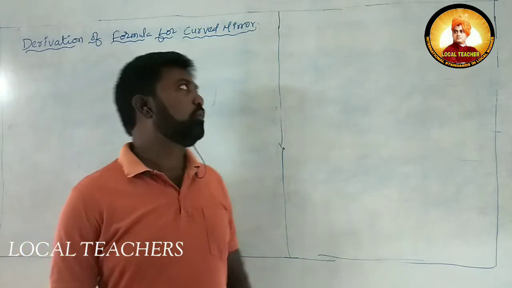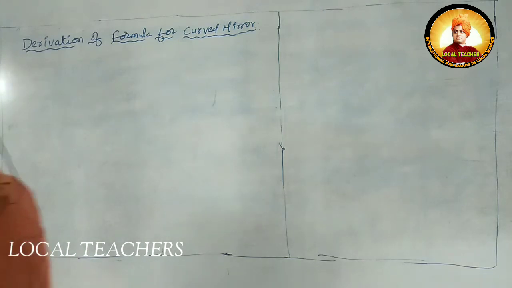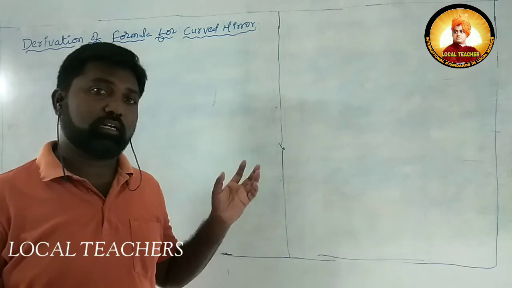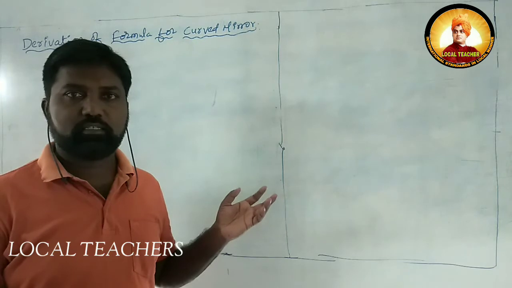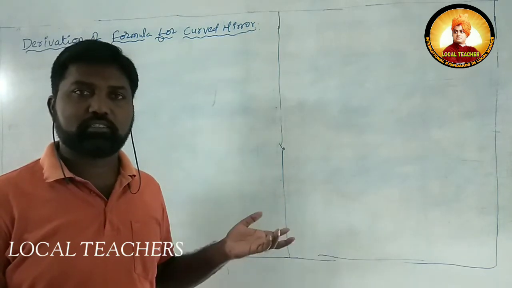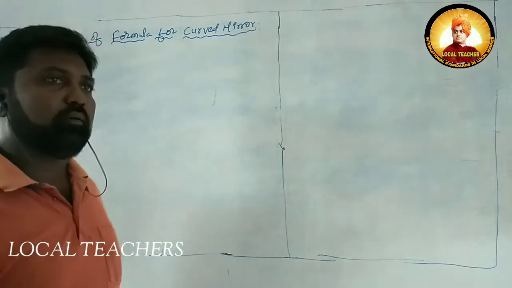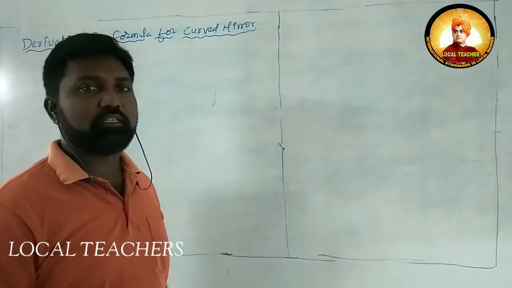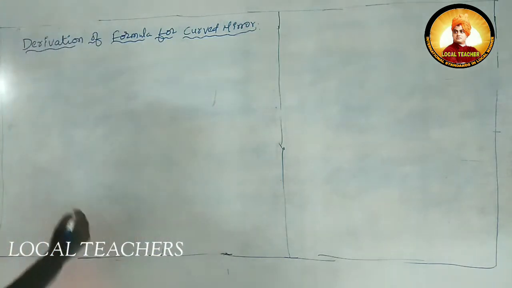Today we are going to discuss the derivation of the formula for a curved mirror. This formula gives the relation between focal length, object distance and image distance. In order to derive the formula, we are keeping the object beyond the center of curvature in front of a concave mirror. So let us draw the diagram.